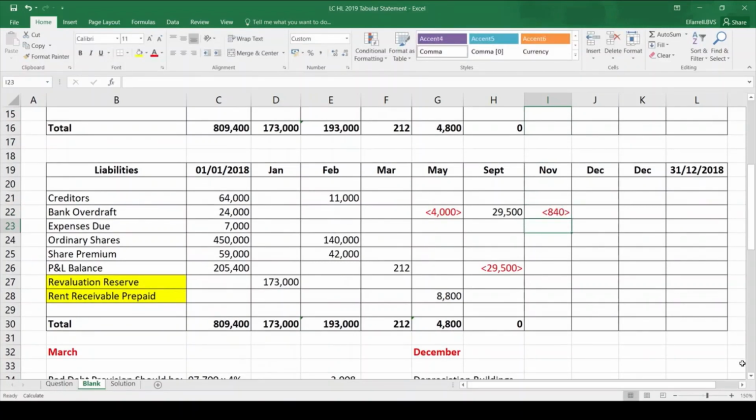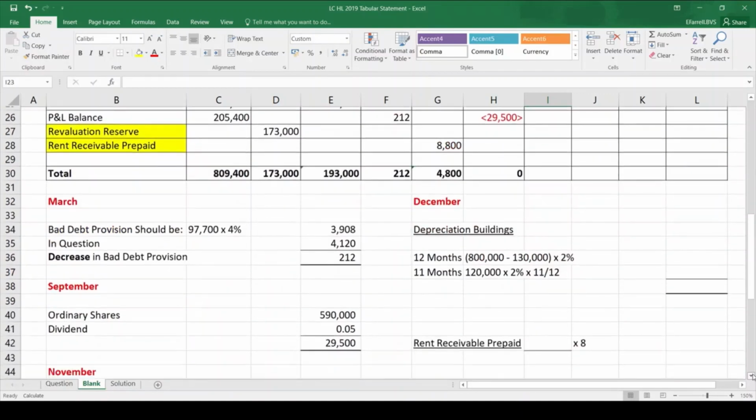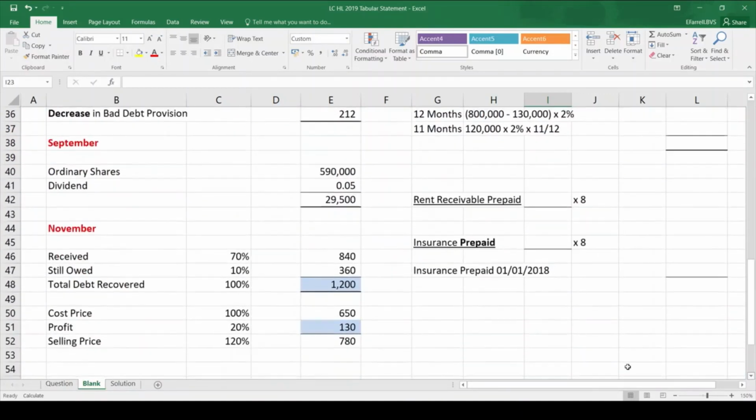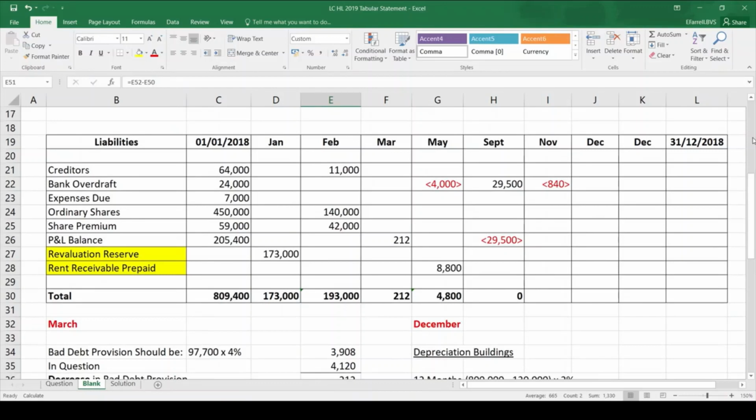And my profit and loss balance is the last figure I need to put in. So for the profit and loss balance, this 1,200 was previously written off, and now we're going to get it all again. We received 840. He's going to give us the other 360, so we're going to be up 1,200. And we also made a profit of 130 from the goods we sold. So in total, our profits are going to go up by 1,330. So my profit and loss balance is going to be 1,330.